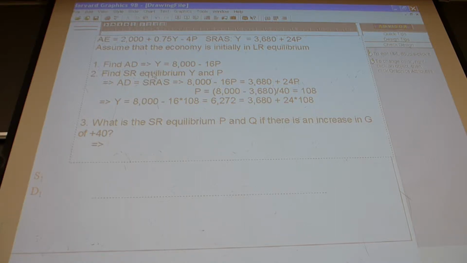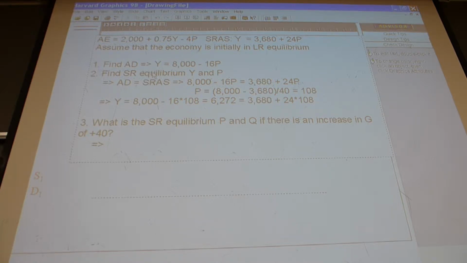So what do you do, guys? Aggregate demand equals short-run aggregate supply. What is aggregate demand, by the way? What is aggregate demand? It's 8,040 minus 16p. Everybody, pay attention, look up and be thinking. Is it 8,040 minus 16p?